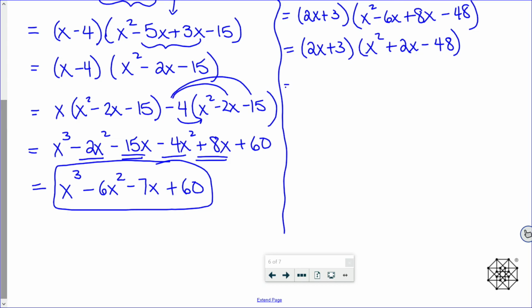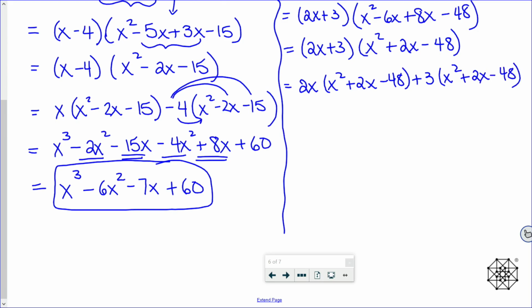All right, give myself a little bit more room. Now I'm going to do double distribution. I'm going to take 2x and multiply it by x squared plus 2x minus 48. Then I'm going to do 3 times x squared plus 2x minus 48. All right, here we go. Let's distribute that 2x. 2x times x squared is 2x cubed. 2x times 2x is 4x squared, and 2x times negative 48 is negative 96x.